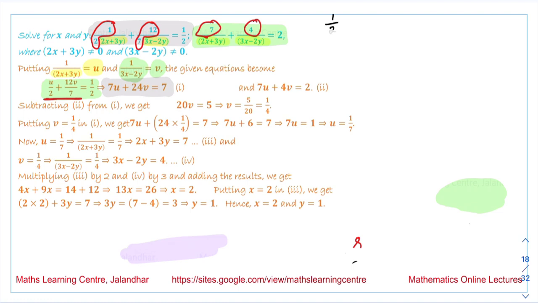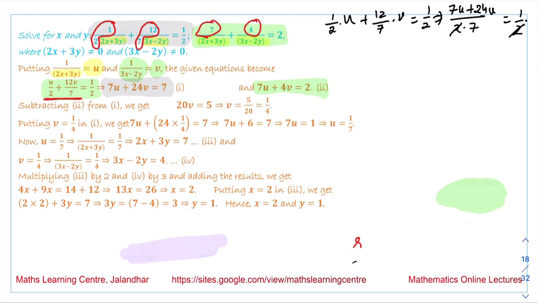We are saying it is 1 by 2 into 1 by u plus 12 by 7 into 1 by v, that is equal to 1 by 2. It is not 1 by u and 1 by v, it is u and v over here. This is u, this is v. So when you take the LCM, it is 2 into 7, it is 7u plus 24v is equal to 7. Similarly, this second equation we have, it is 7u plus 4v is equal to 2.